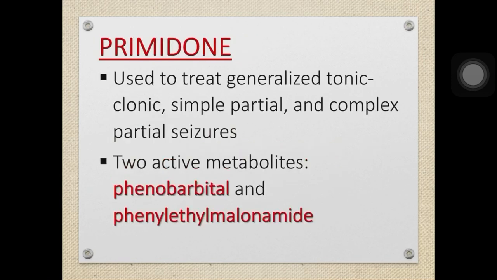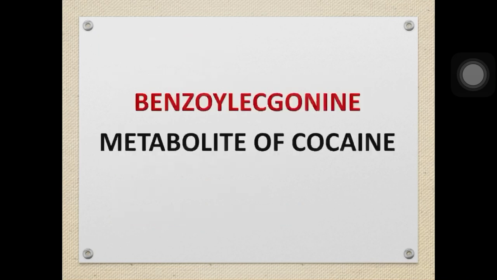Same po with primidone. Ang primidone is an anticonvulsant, anti-epileptic. It can be used to treat seizure. The two metabolites of primidone are phenobarbital and phenylethylmalonamide. So, yung patient nag-exhibit ng toxic effect ng primidone. So, anong pwede natin gawin? Pwede po natin i-measure ang phenobarbital kasi ang phenobarbital is a metabolite of primidone. Benzoyl and guanine, metabolite of cocaine.